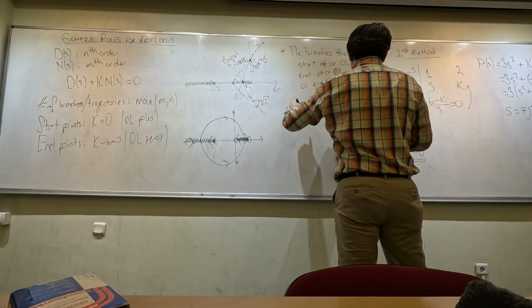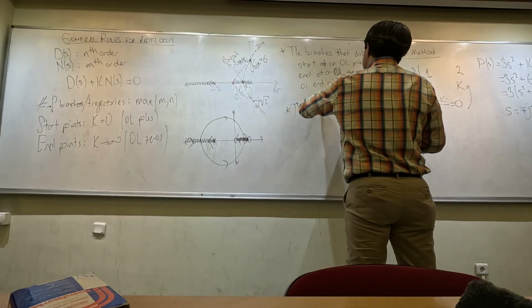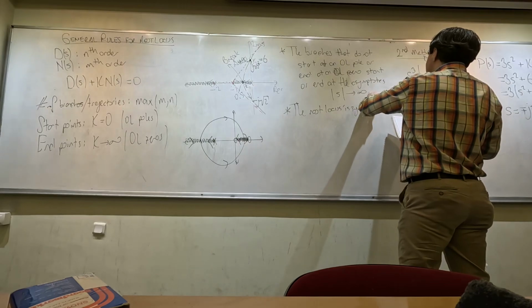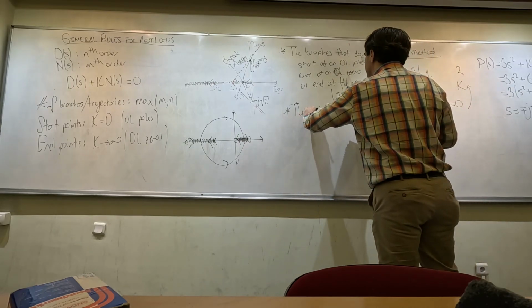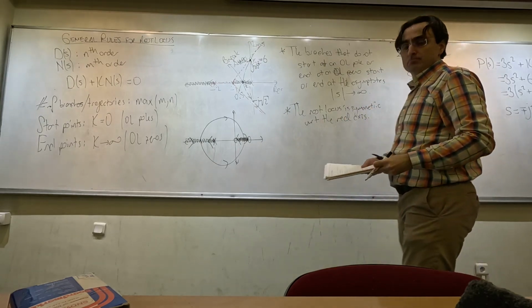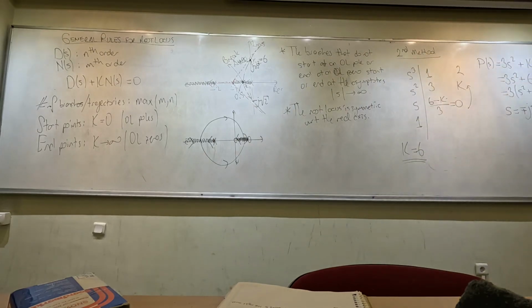Another fact here: the root locus is symmetric with respect to the real axis. Why is this the case? All are always symmetric. Yeah, why?